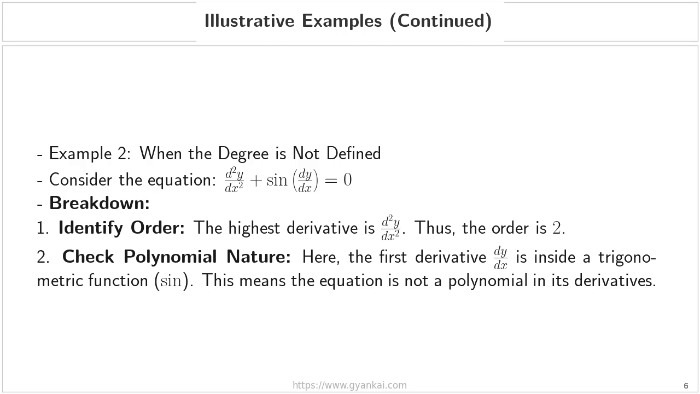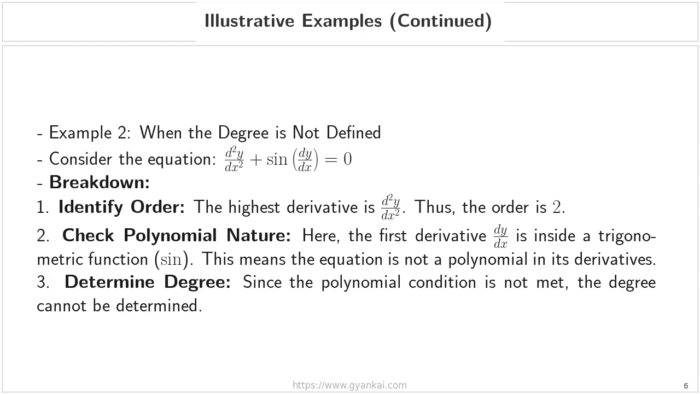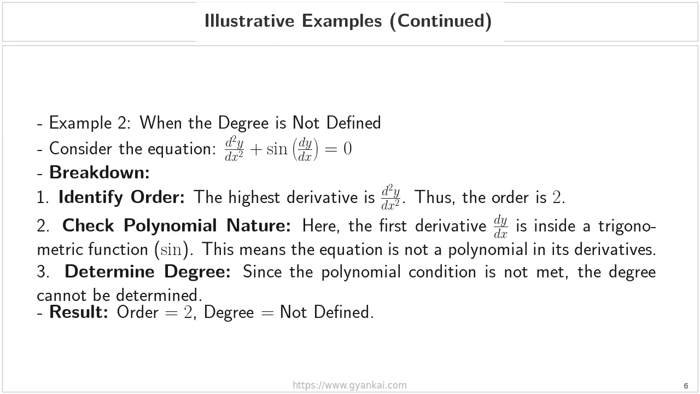As we discussed in the previous slides, for a degree to exist, all derivatives must be free from transcendental functions. In this specific equation, notice that the first derivative of y with respect to x is trapped inside a sine function. Because the derivative is an argument of a trigonometric function, the equation fails the polynomial requirement. Finally, because this condition is not met, we cannot assign a power to the highest derivative. Therefore, the degree cannot be determined. So, to summarize our result, the order is 2, but the degree is not defined.